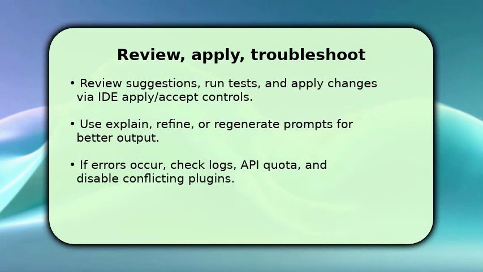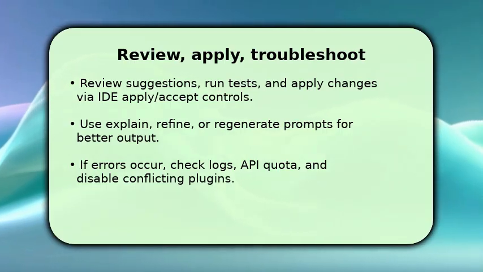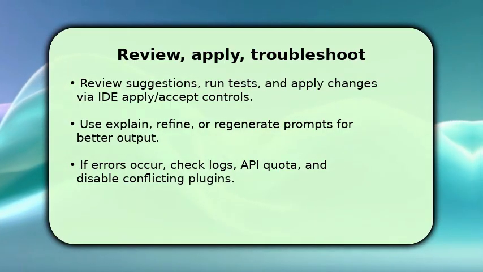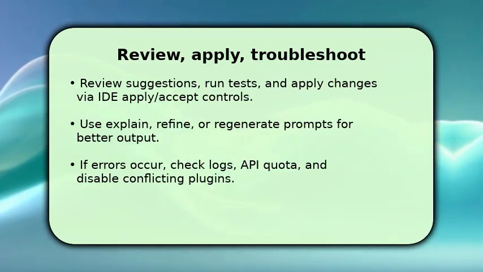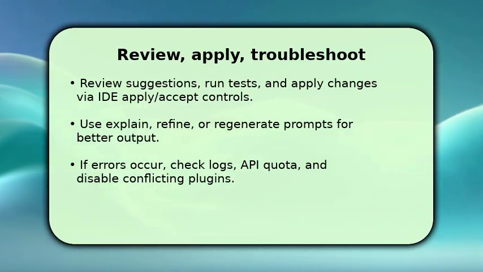Finish by validating suggestions carefully before applying them. You should run unit tests and linting after accepting code, and use the assistant's explain or refine commands to iterate on outputs. If a suggestion is off, regenerate with a clarified prompt or provide more context.